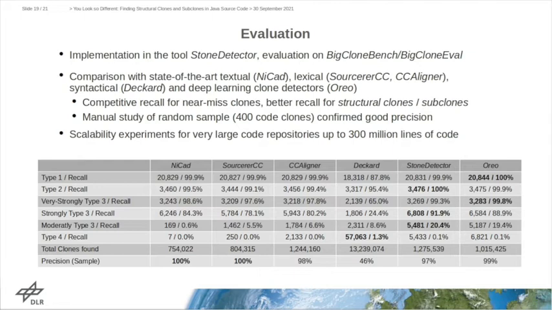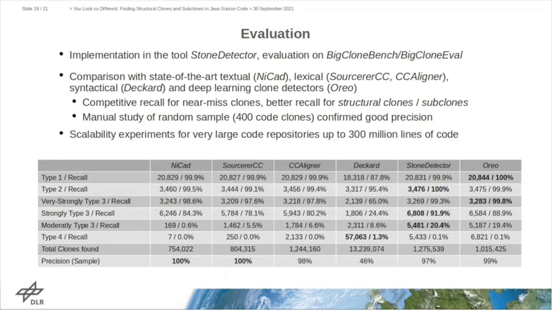As shown on the slide, the experiments confirmed the good recall values of our method and demonstrated that Stone Detector not only finds near-miss code clones at competitive performance with the state-of-the-art, but is also able to detect a significant part of the harder to find type 3 and type 4 code clones. Manual inspection of random samples of found code clones also proved reasonable precision of the tools, including Stone Detector. A notable exception, however, being Dekar, for which we assessed more than each second detected code clone as false positive.